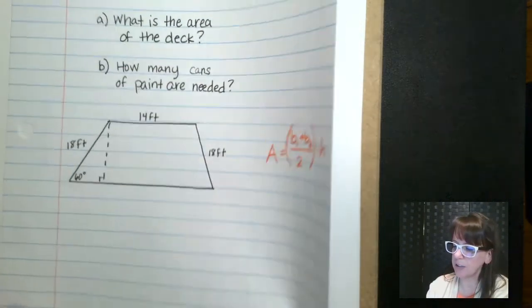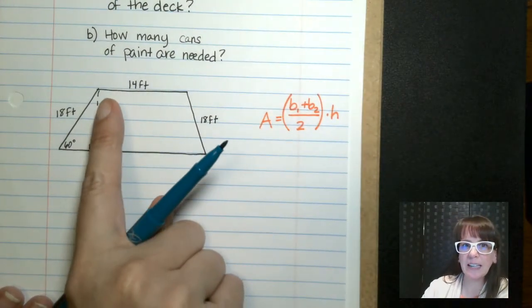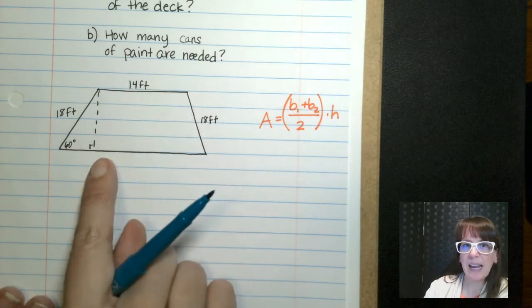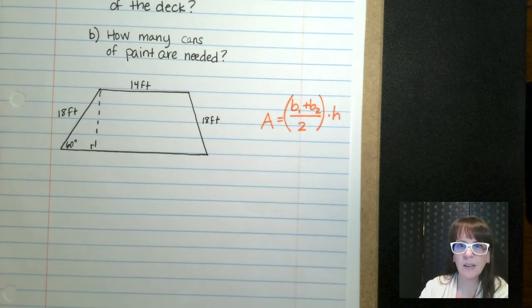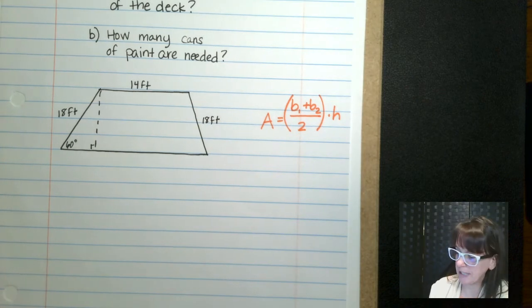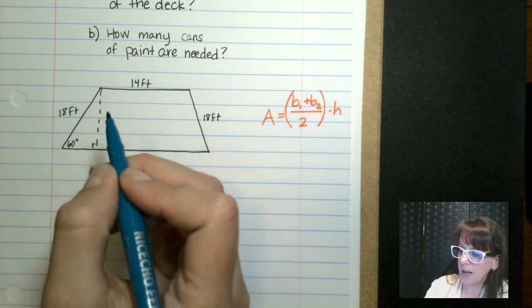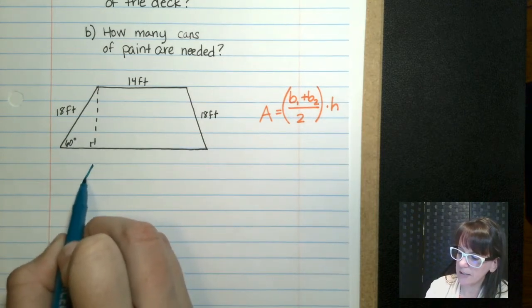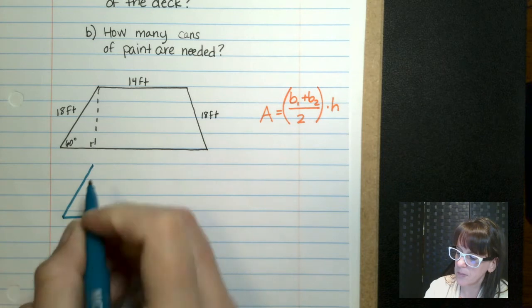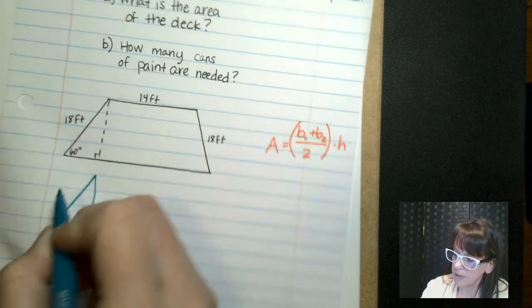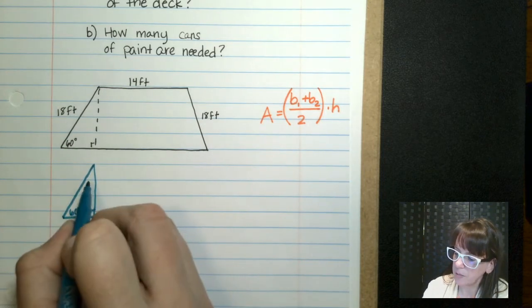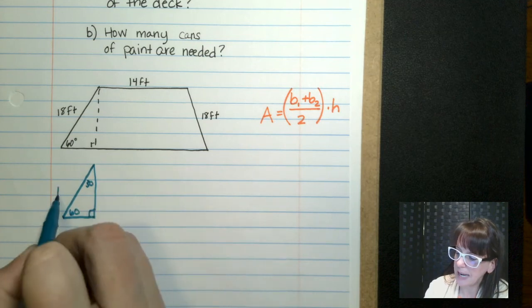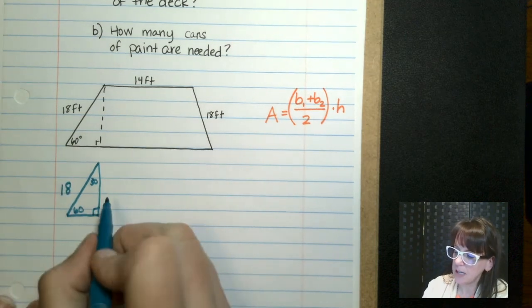Okay, so let's take a look here. Again, we're going to need this guy and this guy, so we're going to need a bit of information here. For the height, I'm going to take this triangle and draw it out like this so that you can see it a little bit better. We know this is 60, which means this other one is 30. This is 18. And so this is going to be our height.